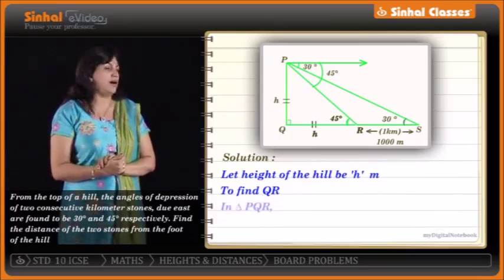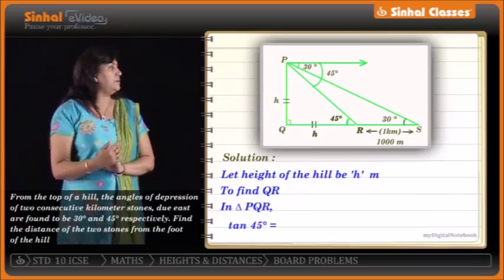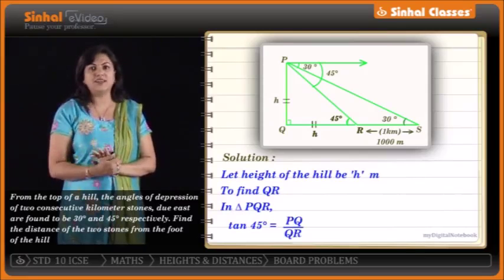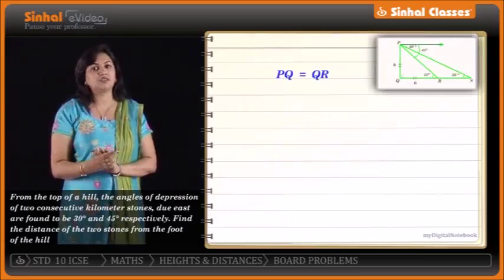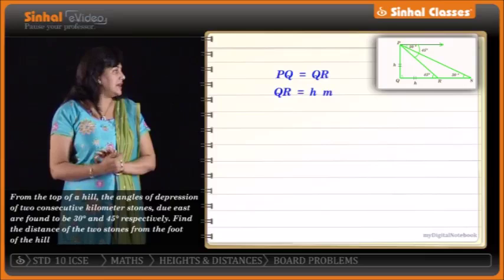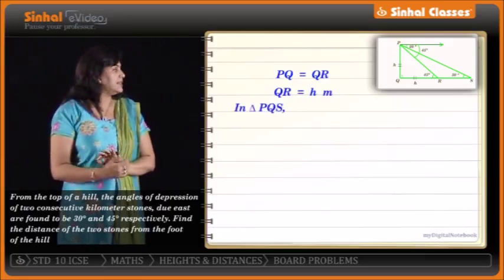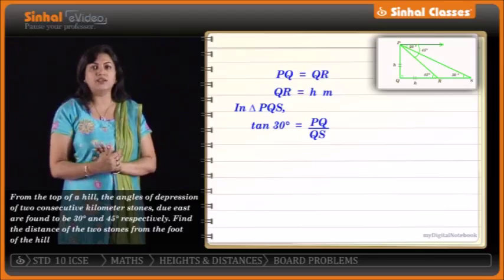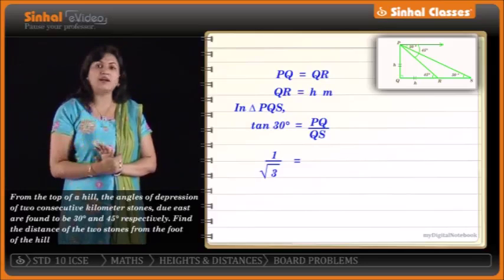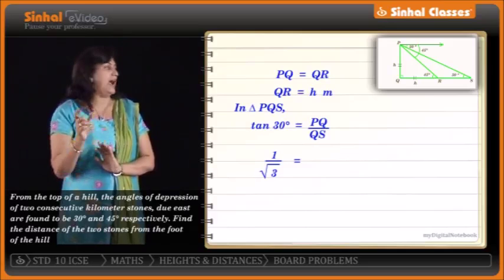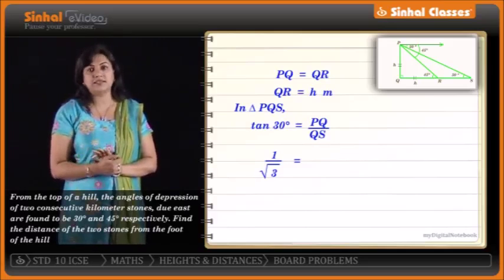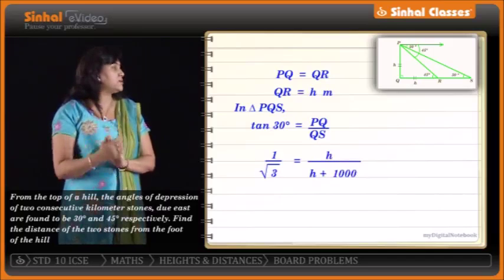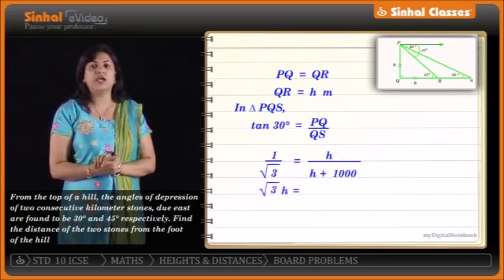In triangle PQR, tan 45 is equal to PQ upon QR. Tan 45 is 1, so we get PQ is equal to QR, which is equal to H each. Now take the other triangle PQS. Tan 30 is equal to PQ upon QS. Now tan 30 is 1 upon root 3. So we have 1 upon root 3 is equal to H upon the length of QS. QS will be QR plus RS, but QR is H and RS is 1000. So QS is H plus 1000 meters. Now cross multiply, we get root 3 H is equal to H plus 1000.